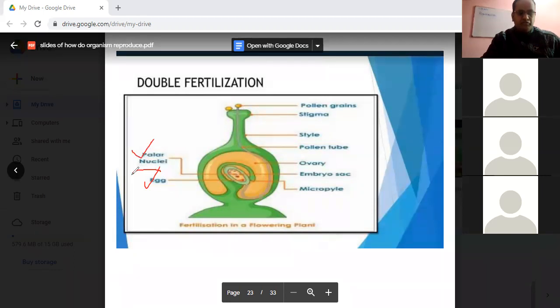Now, the first fusion, where one male gamete fuses with the egg, is called syngamy. Why is it called syngamy? Because here the fusion of similar gametes, an egg and a sperm, is taking place. The second male gamete fuses with the polar nuclei to make 3N. This 3N is called PEN, primary endosperm nucleus. This process is called triple fusion. Because triple fusion and syngamy occur simultaneously, this phenomenon is called double fertilization.